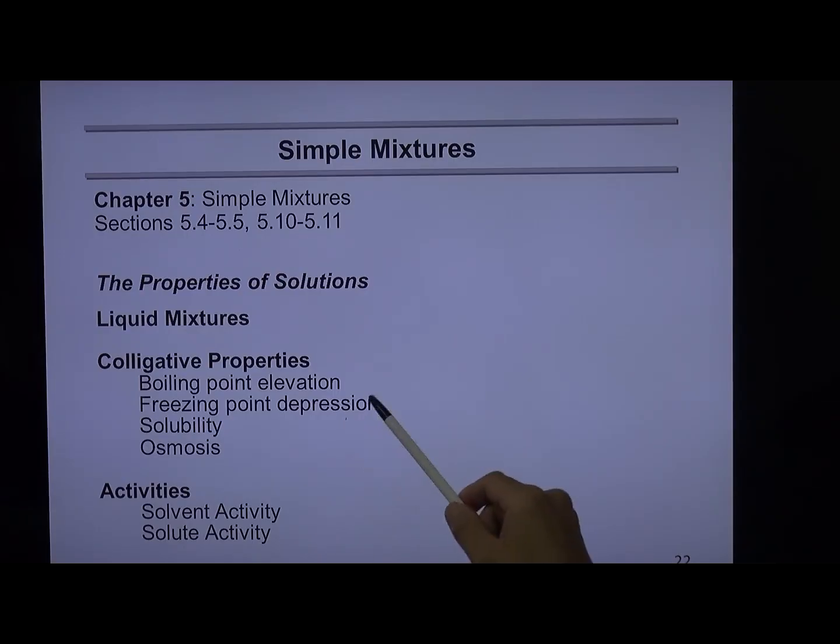Furthermore, we'll learn about colligative properties, which are representative examples of the effect of solute on the solution. You might be familiar with boiling point elevation, freezing point depression, or osmosis. So we'll deal with this. And after that, we'll also consider the behavior of real solutions, not ideal or ideal dilute solutions.